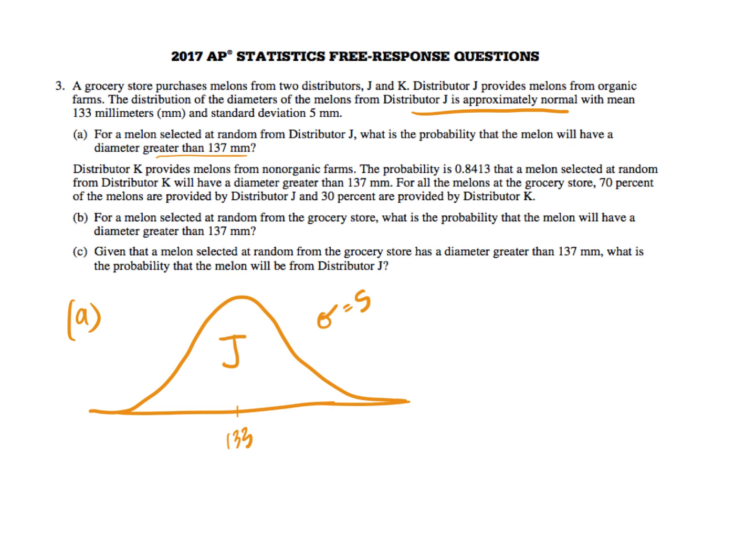Okay, and I want to know what is the probability that I get something from distribution J that is bigger than 137. That's what we're basically being asked to find. Here's 137. So that's my boundary. And am I shading right or left here? Right. Right. Does anybody remember how we put this in our calculator?